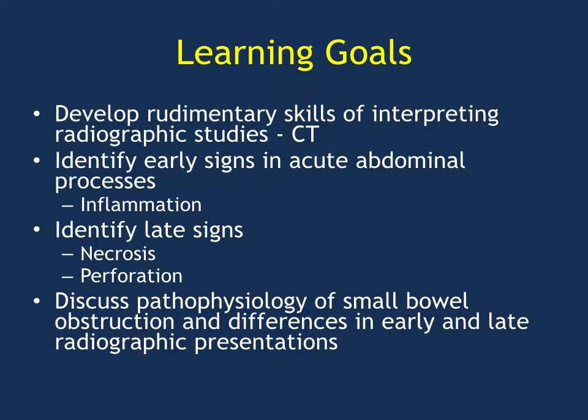The learning goals for this session will be to help our learners develop a rudimentary understanding of how to interpret CT scans to make it a more accessible tool in our clinical practice. And it's to help them identify early signs in acute abdominal processes, namely inflammation, and also to identify some late signs such as necrosis and perforation. And we will use the process of small bowel obstruction, and discuss its pathophysiology to help us achieve this task. And we'll discuss the differences in early and late radiographic presentations.